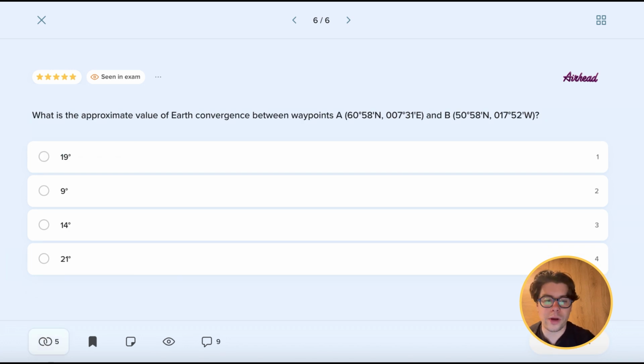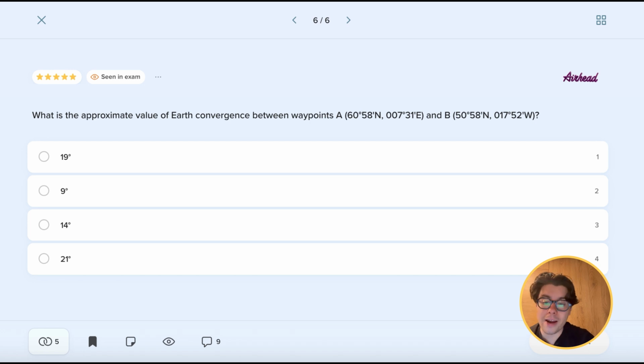And for the last question, question number 6, what is the approximate value of Earth convergence between points A and points B? So again, this is a similar question to what we've seen at the beginning of this video. The only difference for these types of questions compared to the Lambert charts is that if the Lambert chart is not directly stated, we will simply take the mean latitude between these that are given here. So there are no parallels of origin, there are no standard parallels. We will simply take the mean one. So here the mean between 60 degrees 58 minutes and 50 degrees 58 minutes will be right in the middle, which is 55 degrees and 58 minutes.